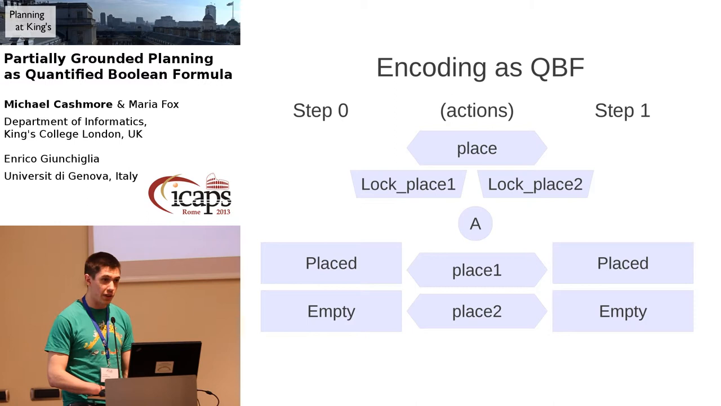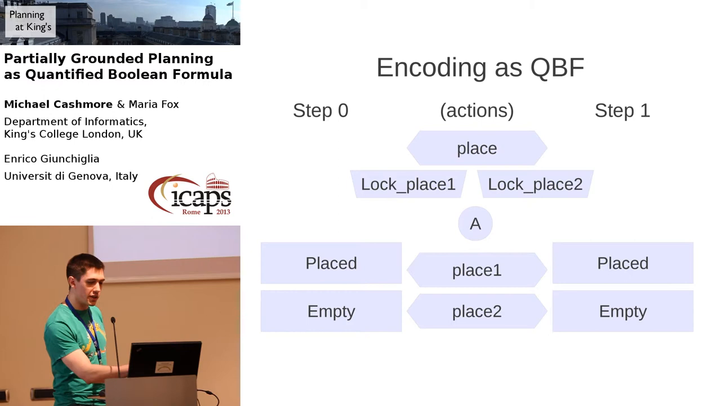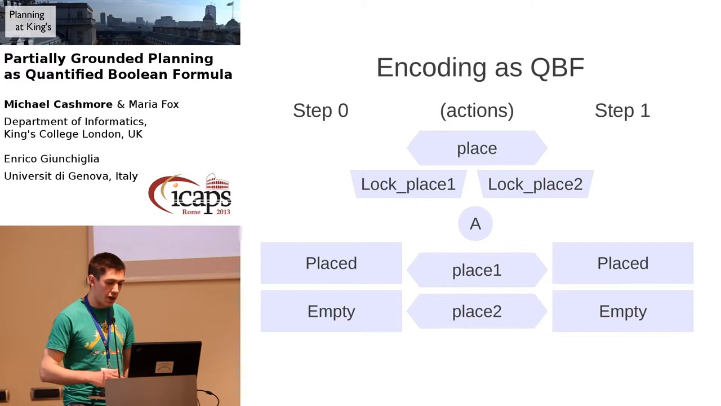And here we've now left them both ungrounded. So this is the best of them. We've included a new action at the top there, just to act as the operator in this case, since now both parts of the action have been left ungrounded. We've got a new lock variable, and that one, obviously, is the parameter of the box part of the place action.